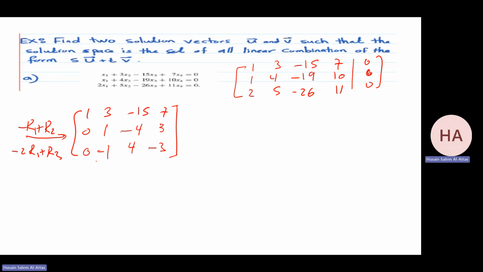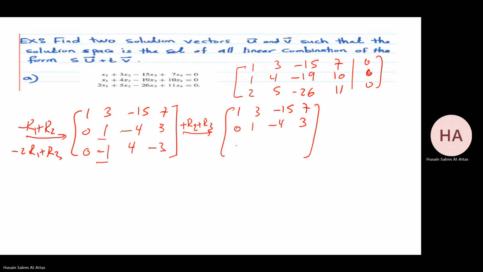Now I need to use this with this to get rid of it. Now it's ready. No need to do an interchange or anything. R2 plus R3, just add them. Multiply the first one by 1 and add it to the second one. That gives me 0, 0, 0, 0.